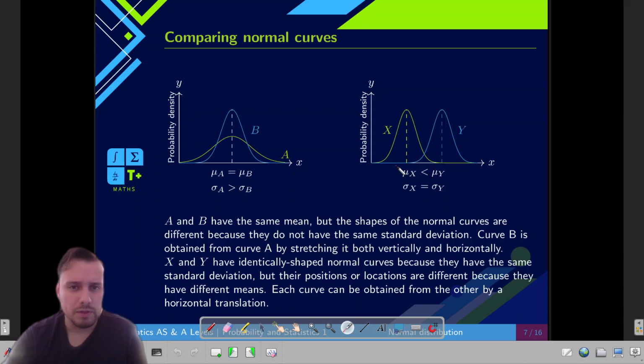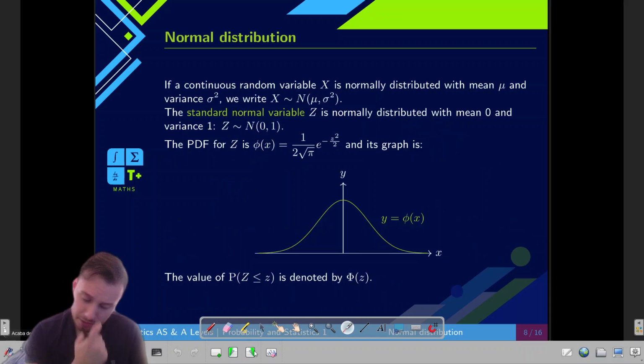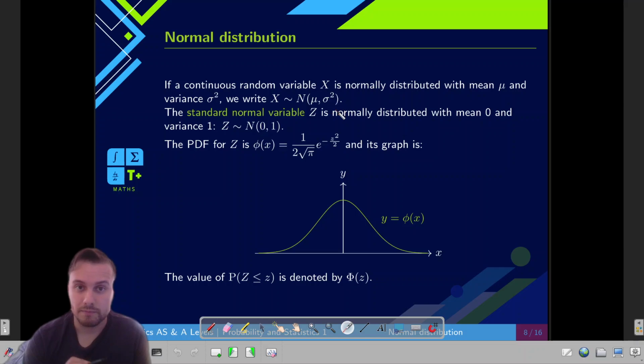You are not going to be working essentially with this. It's just a comment before we get on to the star of this first video, that is the standard normal distribution. In general, we're going to say that a continuous random variable X is normally distributed with mean mu and variance sigma squared. We're going to write it like this. X is distributed normally with mean mu and variance sigma squared.